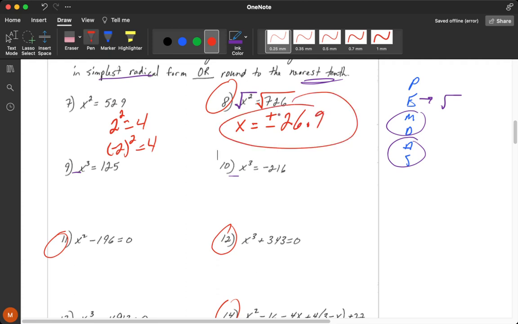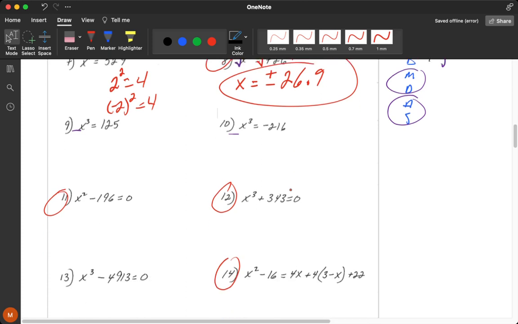26.9. I'm not going to go through the simplifying radical. You can use the calculator for this, so I'm not going to go through it since you don't have to do this manually. But that would be the final answer for this one. So make sure you do put the plus or minus.